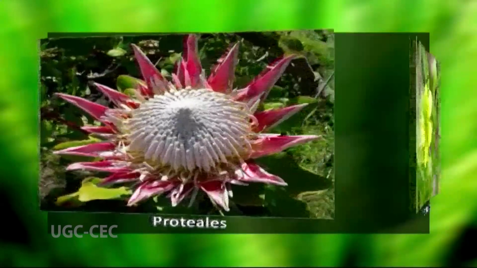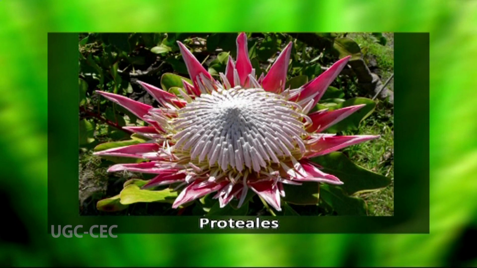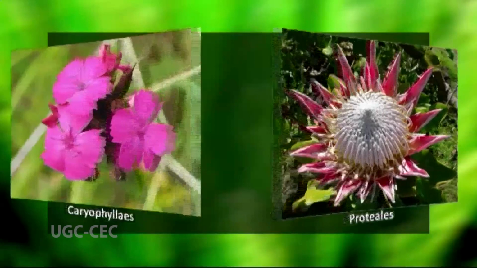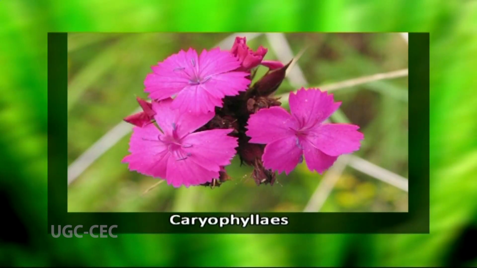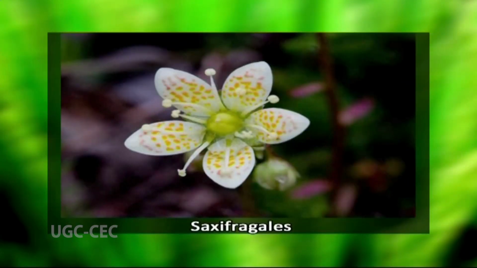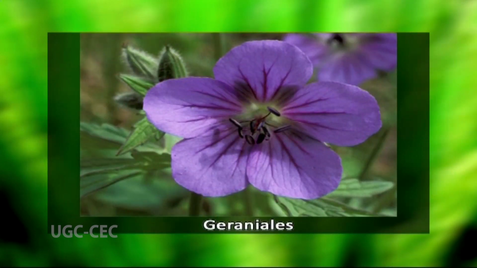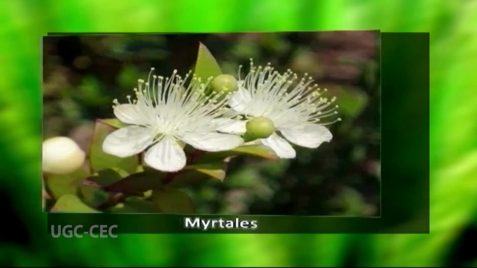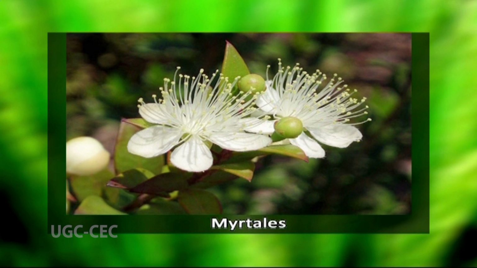The various orders that have been recognized under the eudicots include, starting with, ranunculales. Then we have proteales, a group of plants which is mostly restricted to South Africa. Then we have caryophyllales, a large group of plants, followed by santalales. The santalales order is followed by saxifragales. Then geraniales, an order wherein we have the common geraniums which we use as ornamental plants. Then we have myrtales, the same order wherein we have the eucalyptus-like trees.